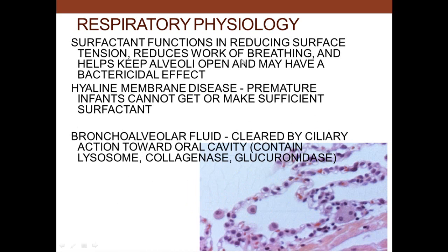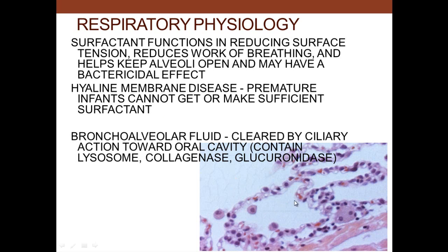Hyaline membrane disease: immature infants cannot make sufficient surfactant, and so it's hard for them to breathe in the beginning because their lungs collapse and the little alveoli don't open up again, because they don't have surfactant to reduce that surface tension.